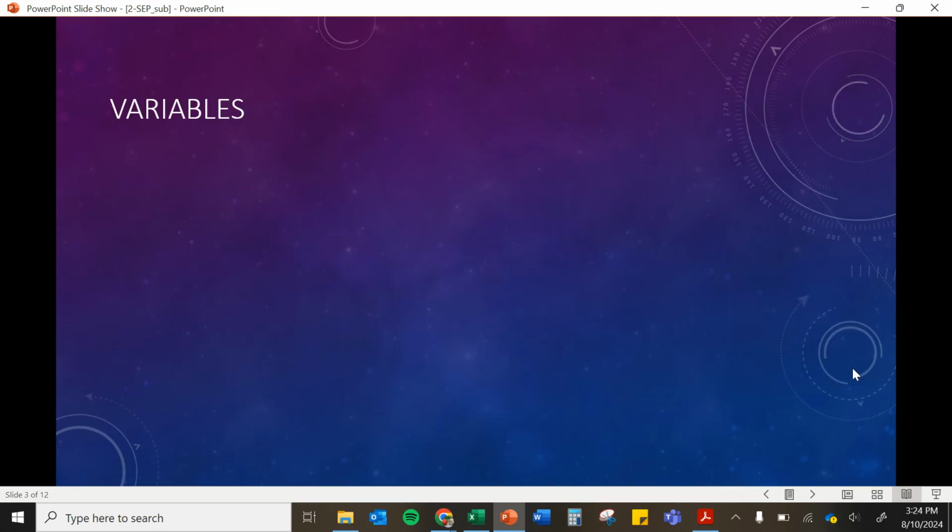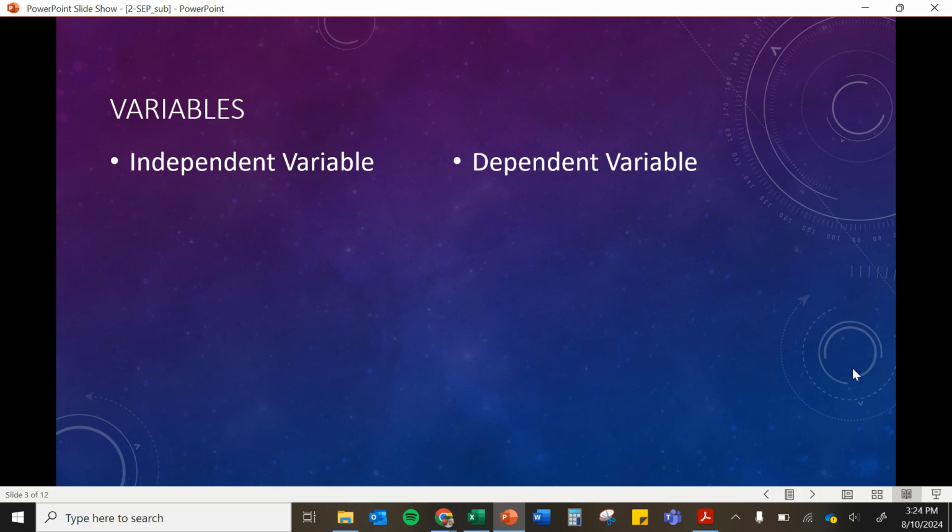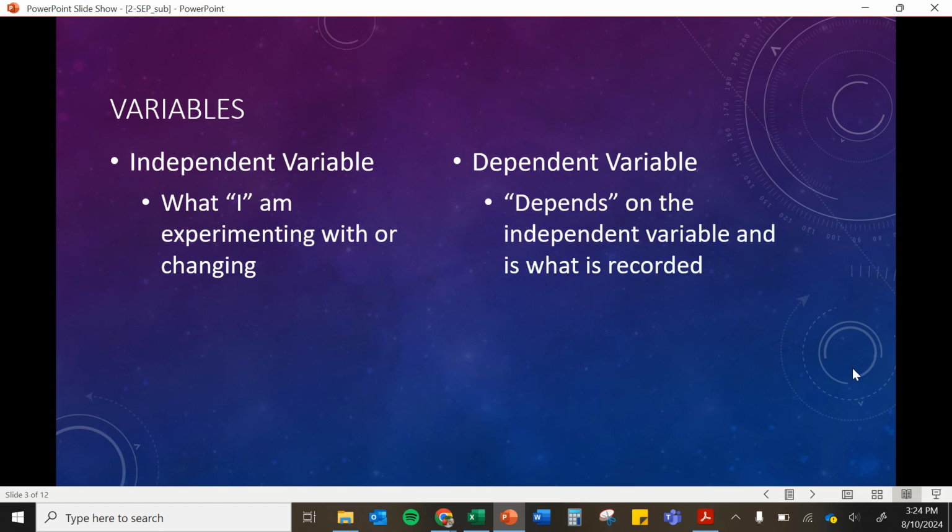A big thing to consider when we are doing the scientific method and designing our experiments is the variables that are involved. We have two variables we're going to talk about: independent variables and dependent variables. I remember the I for independent is what I am experimenting with or changing. It is what I'm able to manipulate. The dependent variable depends on the independent variable. It is also what we are recording when we're collecting our data.